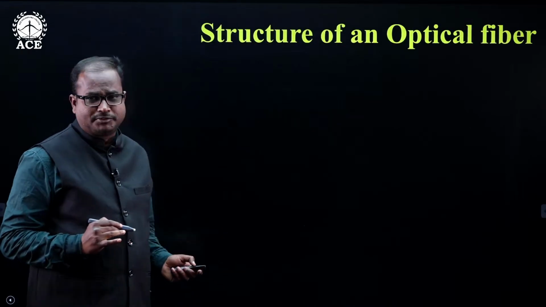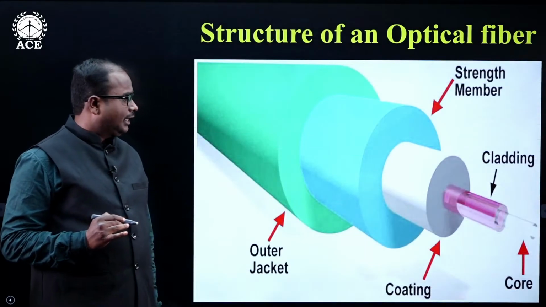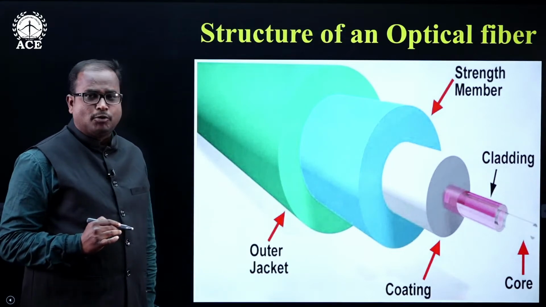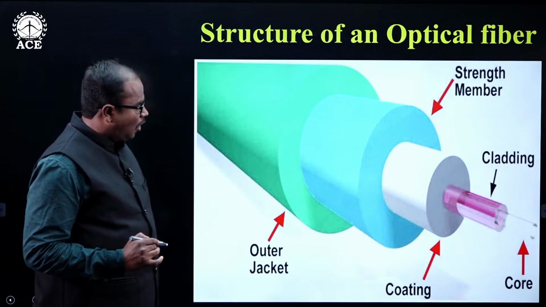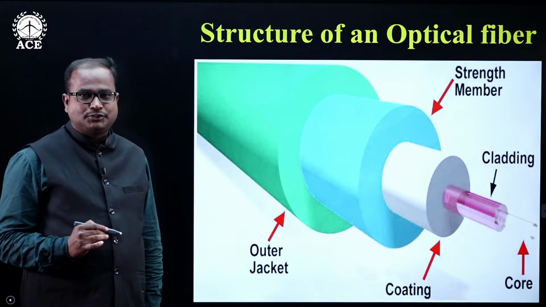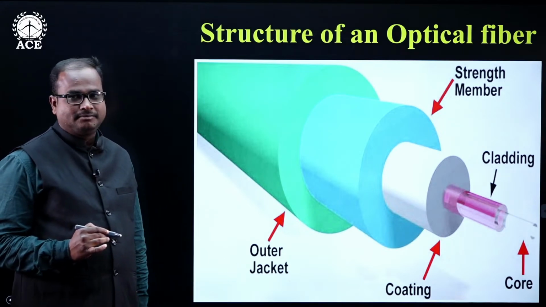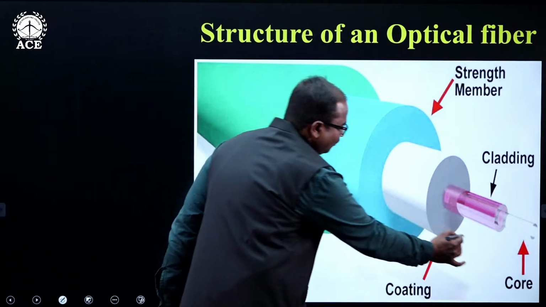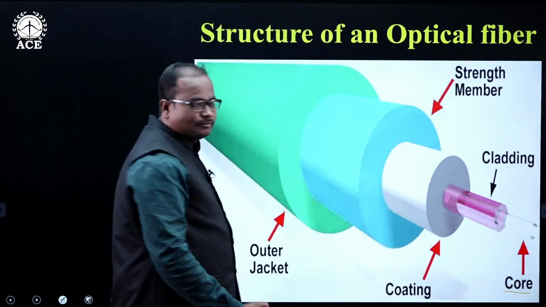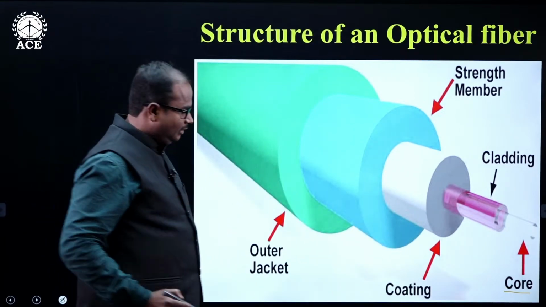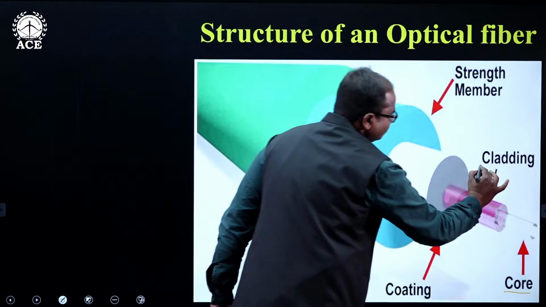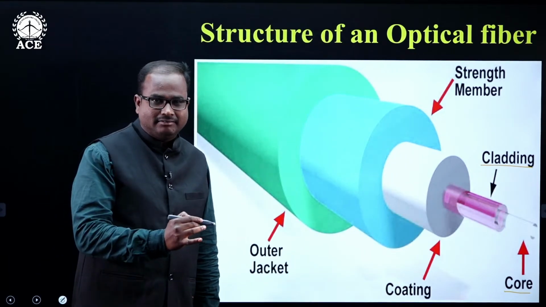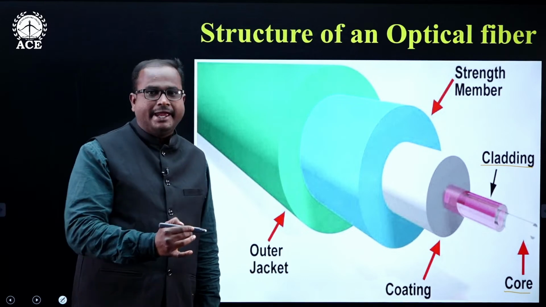Structure of an optical fiber. If you see, an optical fiber looks like this. This is the diagram of an optical fiber. An optical fiber mainly consists of 5 parts. They are, you can see this. This is called the core. The inner part is called the core. This core is surrounded by cladding. This core and cladding are again surrounded by a coating.